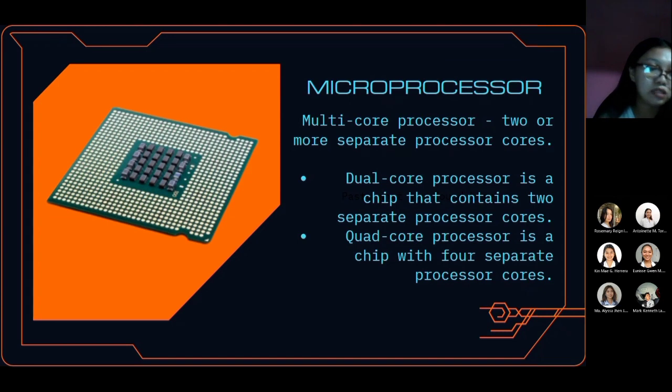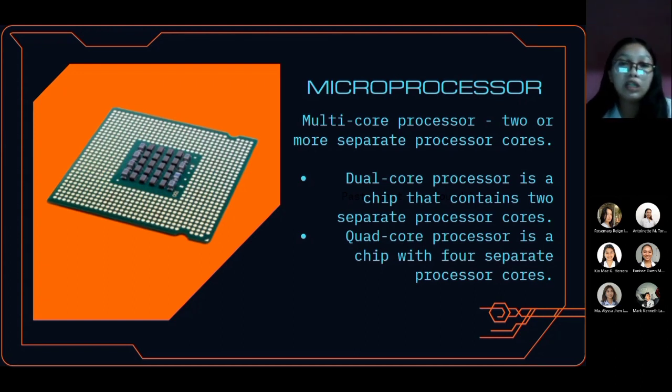Microprocessor has multi-core processor, which means two or more separate processor cores. The other one is the dual-core processor. It is a chip that contains two separate processor cores. Next is the quad-core processor. It is a chip that has four separate processor cores.